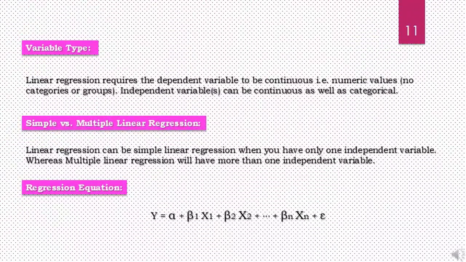Variable type. Linear regression requires the dependent variable to be continuous, that is numerical values, and independent variables can be continuous as well as categorical. Simple versus multiple linear regression. Linear regression can be simple linear regression when you have only one independent variable, whereas multiple linear regression when you have more than one independent variable. And the regression equation, which is familiar to us, y equals alpha plus beta 1 x1 plus beta 2 x2 plus dot dot dot beta n xn plus epsilon.